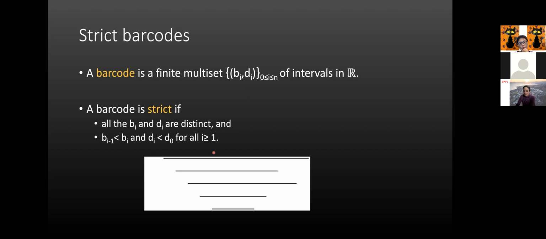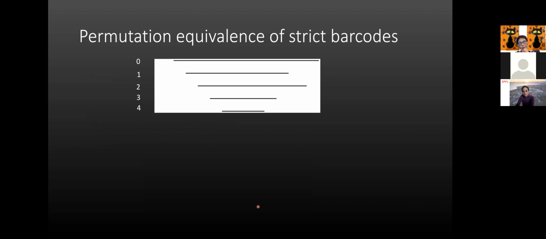So what that means is that I have one longest bar. This would be my bar from B_0 to D_0, and it contains all of the others. And here I see that the birth times B_0, B_1, B_2, B_3, B_4 are all ordered like this. So it's just a way of imposing one extra condition on these barcodes. So here I have my barcodes with their associated numbers from 0 to 4.